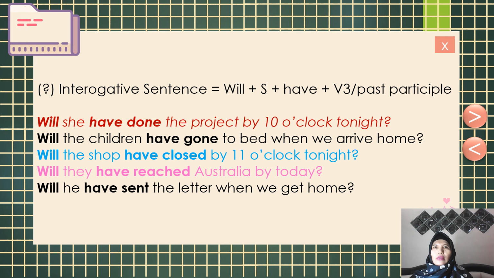Interrogative sentence, the structure is will plus subject plus have plus verb 3 or past participle. For example, will she have done the project by 10 o'clock tonight? Will the children have gone to bed when we arrive home? Will the shop have closed by 11 o'clock tonight? Will they have reached Australia by today? Will he have sent the letter when we get home?